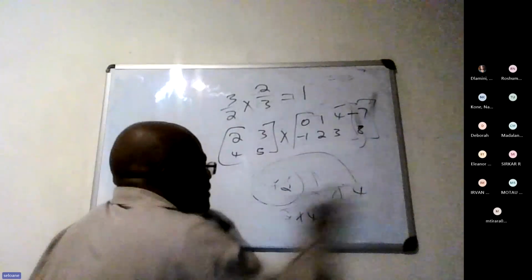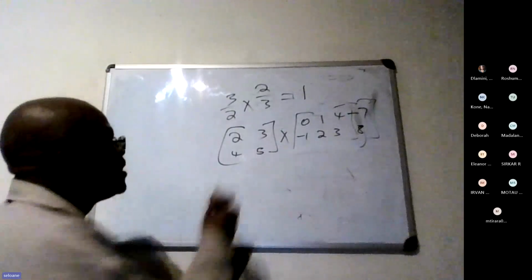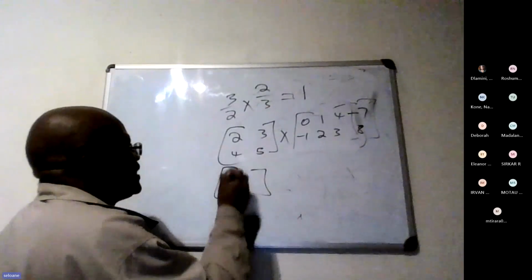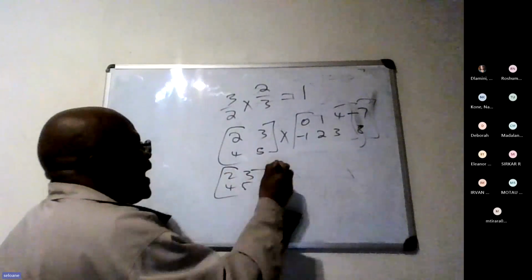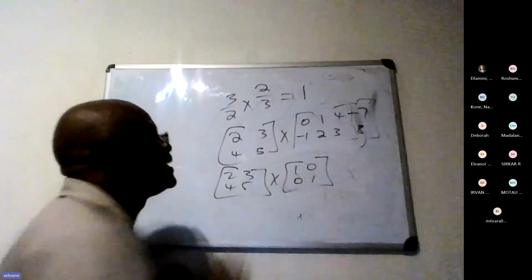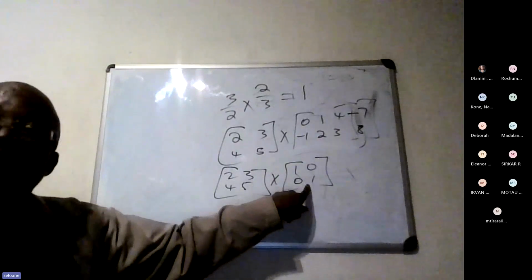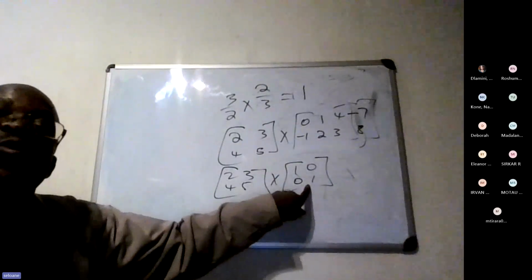When you want to preserve this matrix, say 2 and 3, 4 and 5, you multiply it by this, which is called the identity matrix. Why do we call it the identity matrix? Because it will preserve any 2 by 2 matrix.